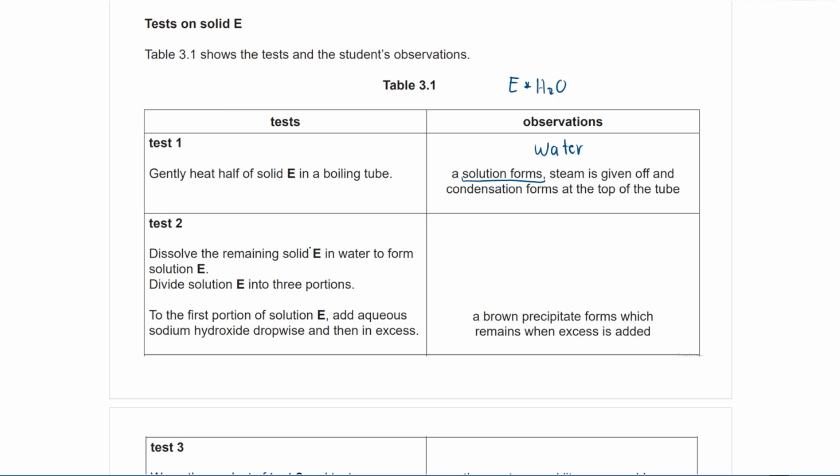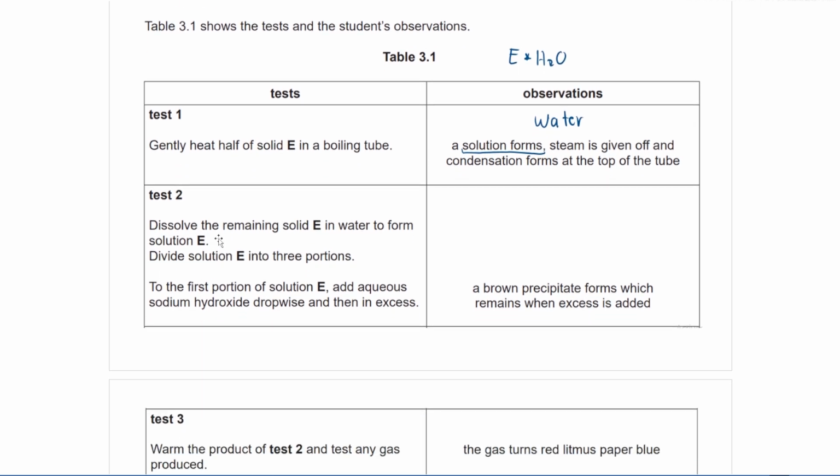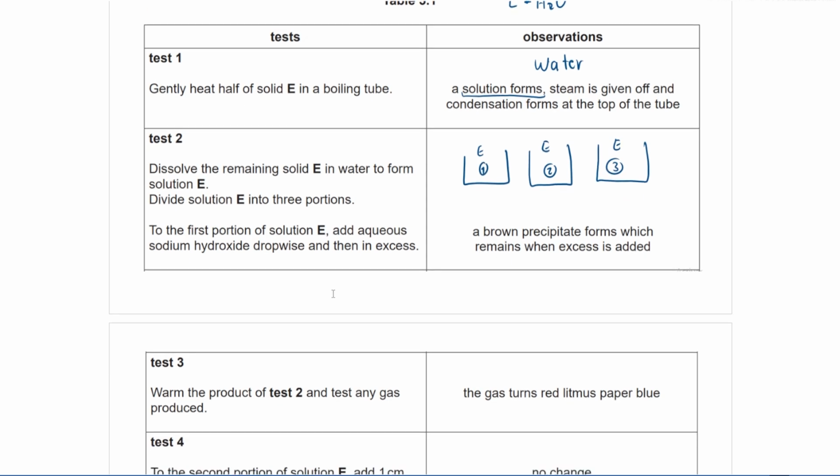For test 2, we dissolve the remaining solid E in water to form solution E. We didn't have solutions here, but actually we're going to prepare a solution using the solid E. Then we divide this solution E into 3 portions: E1, E2 and E3. To the first portion, we add aqueous sodium hydroxide, NaOH, dropwise and then in excess. The result is that a brown precipitate forms, which remains when excess NaOH is added.